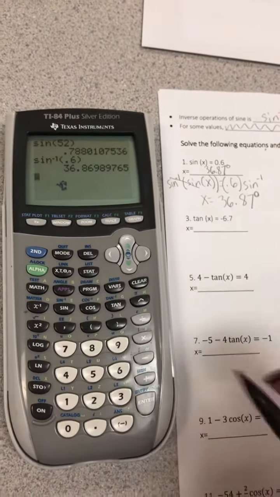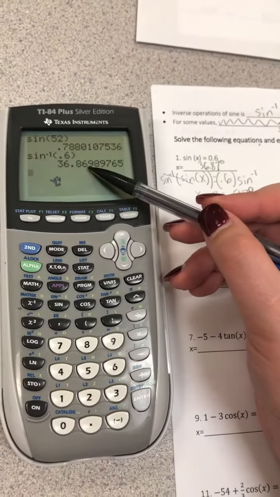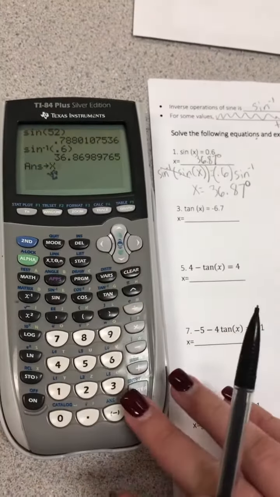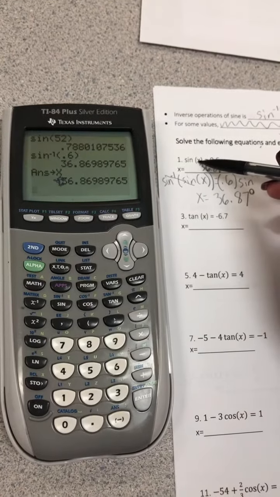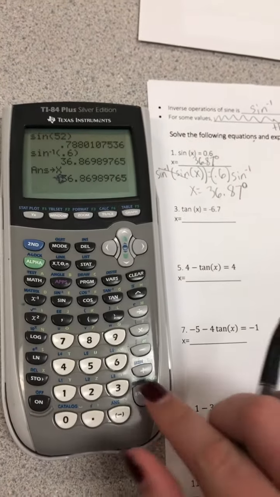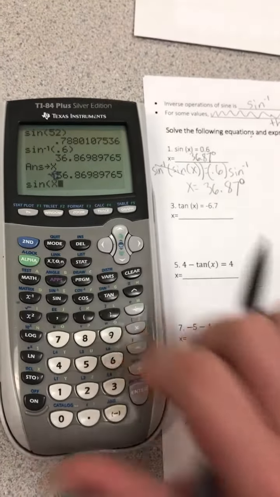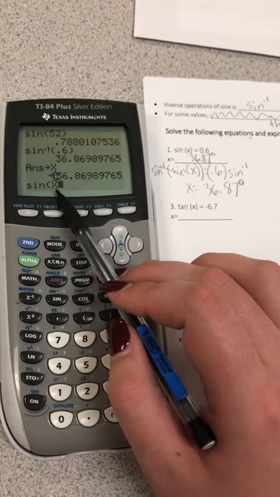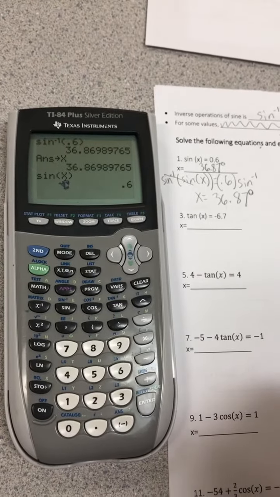Now, how to check this? I want to save this whole number, not just the 36.87. I want the whole number, and I'm going to store it for x. Now I want to check to make sure my value for x gives me this 0.6 in the equation. So I have sine of x, which again, the calculator has saved that big decimal for x. Push enter, and I get 0.6, so I know I'm right.